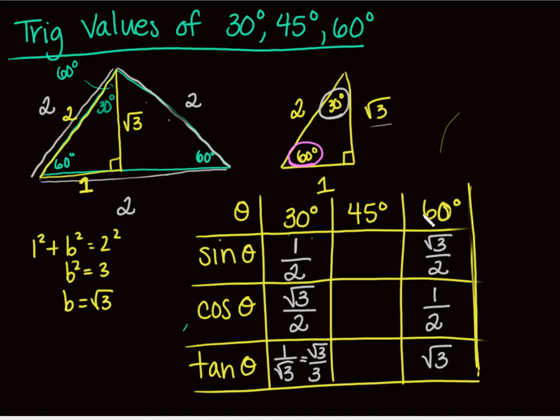And that is because 30 and 60 are complementary angles. Okay, so the sine of 30 is the cosine of 60, and the cosine of 30 is the sine of 60. So that's one way that you can remember those.